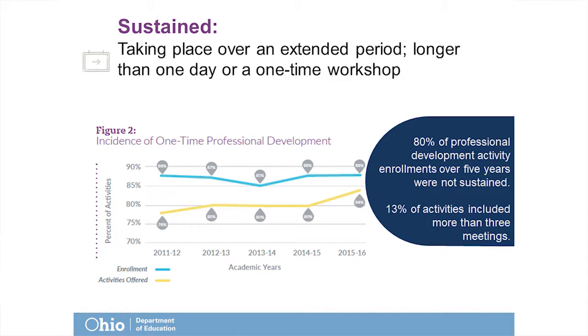Let's start looking at each one of these words and find out what Frontline discovered in their research and how they define each one of these words. So sustained means taking place over an extended period of time, longer than 1 day or one-time workshop. All right, obviously, that's not too hard to figure out. But in their research, they found that 80% of professional development enrollments over a 5-year period were not sustained. So that's a pretty big percentage, and of the activities, only 13% included more than 3 meetings.